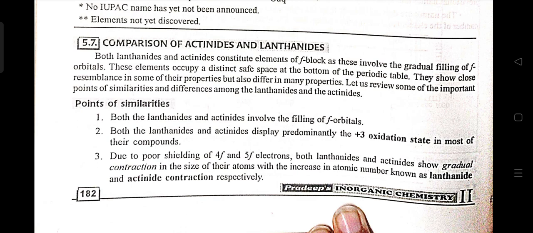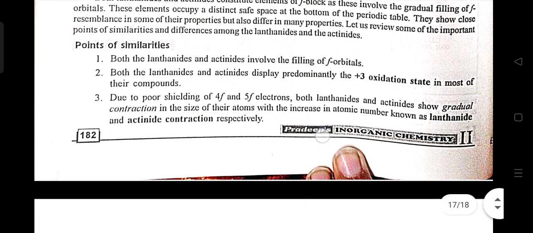Comparison of actinides and lanthanides. Both the lanthanides and actinides constitute elements of the f-block as they involve gradual filling of 4f and 5f orbitals. These elements occupy a distinct separate space at the bottom of the periodic table. They show close resemblance in some of their properties but also differ in many properties. Let us review some of the important points of similarities and differences among the lanthanides and actinides.